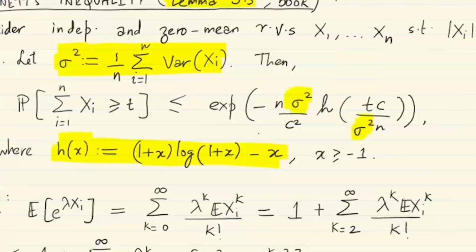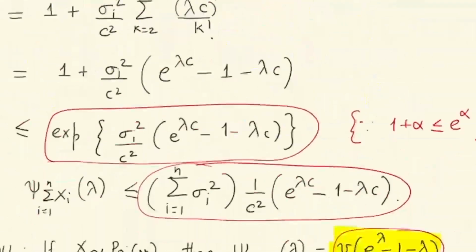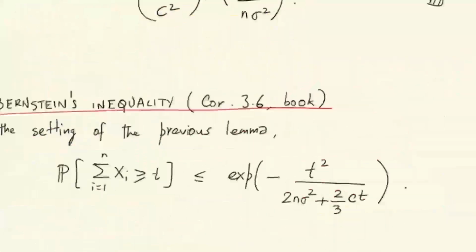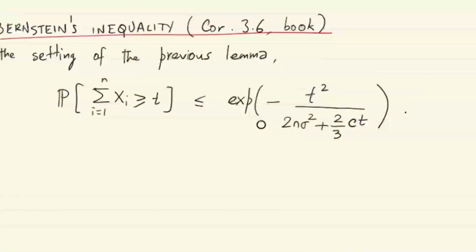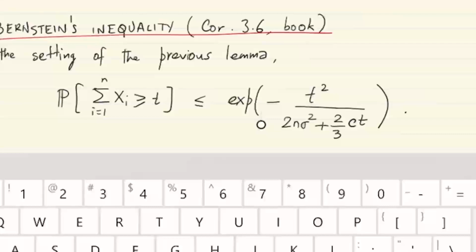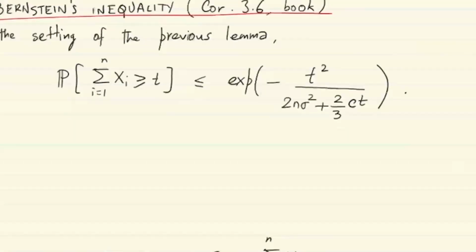Now Bennett's inequality is phrased in terms of this h function, which has essentially an x log x type dependence, and often Bennett's inequality is simplified to get a more transparent insight into the tails of random variables depending on their variances. So here's one such consequence of Bennett's inequality called Bernstein's inequality. It's given in corollary 3.6 of the book.